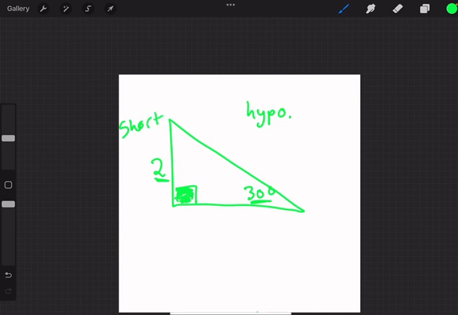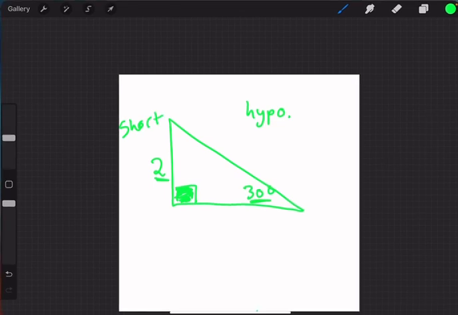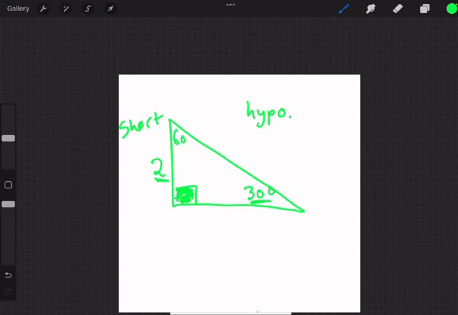And then just by association, since this is our last side, this is going to be our 60, so this is going to be our long leg. This one is a little bit different because you are starting with your short leg. So let's try to find our long leg first. Going back to our last problem, all we had to do to find the long leg is multiply the short leg by the square root of 3. So let's do 2 times the square root of 3, and that's just going to be our long leg.